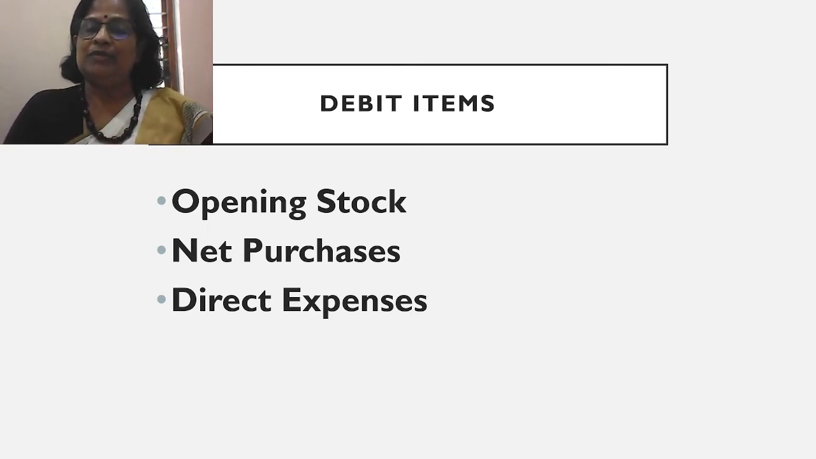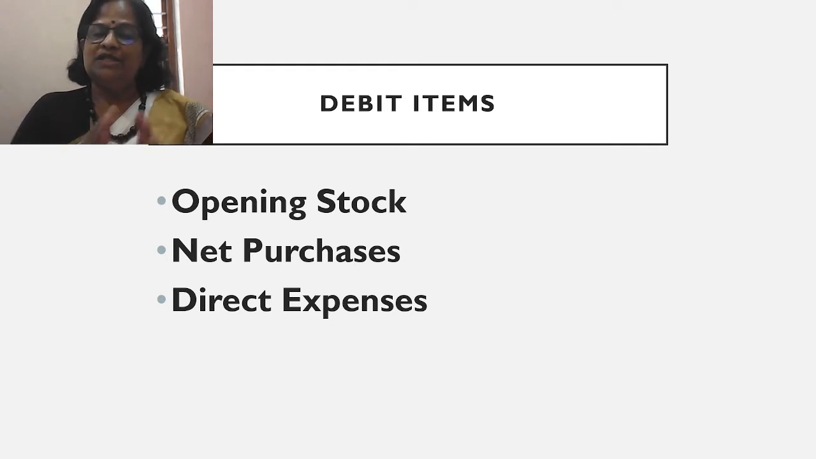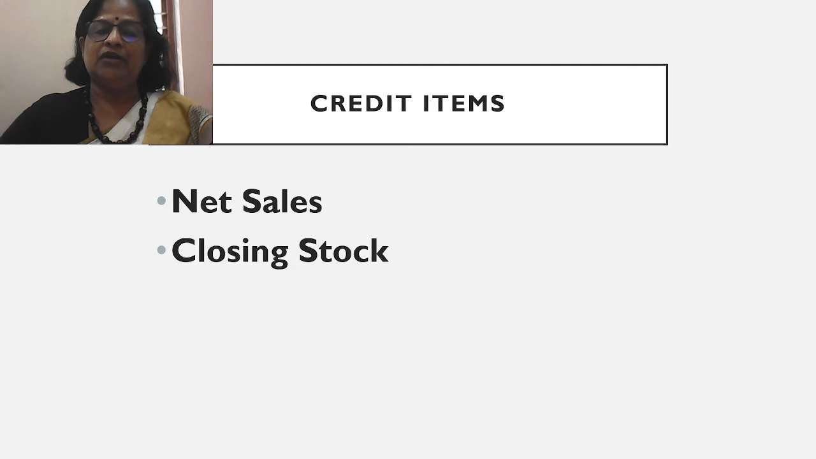Then you have to remember that factory expenses. Factory expenses, sometimes they will directly manufacture the product. So direct factory expenses will be there. You have to remember, this is easy to remember, what all directly involved in the production process. These items are debited to trading account. Similarly, we can see what all the credit items.